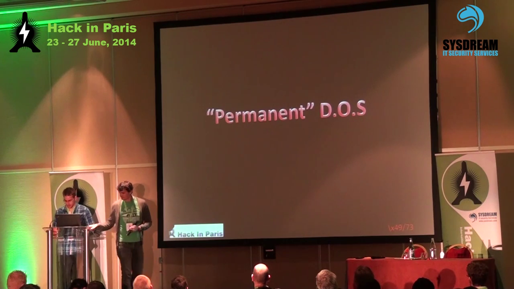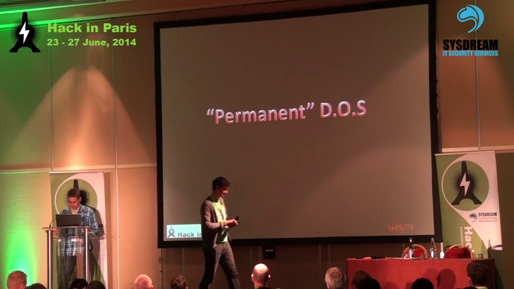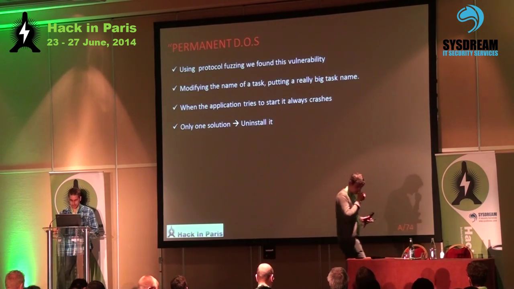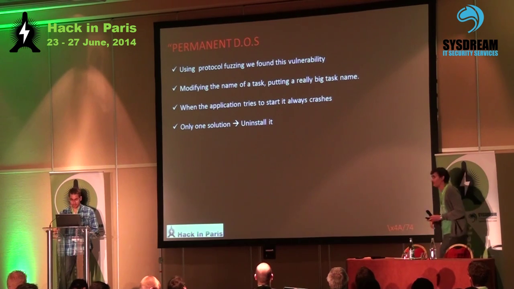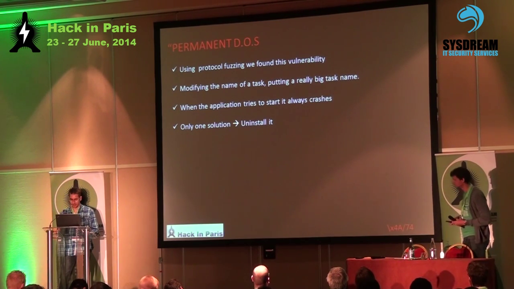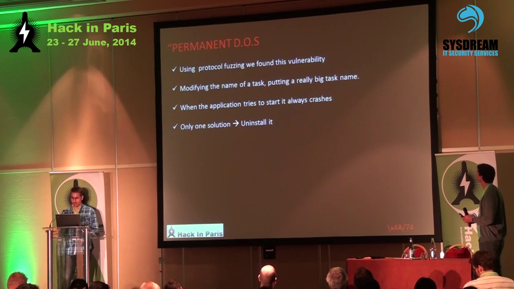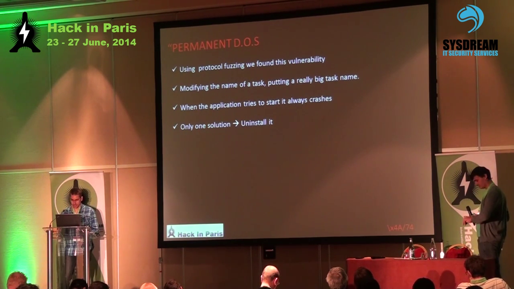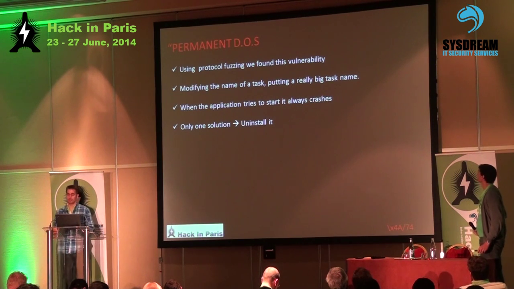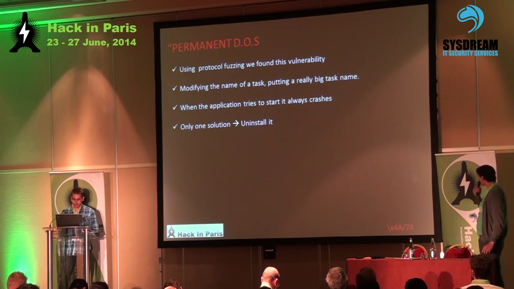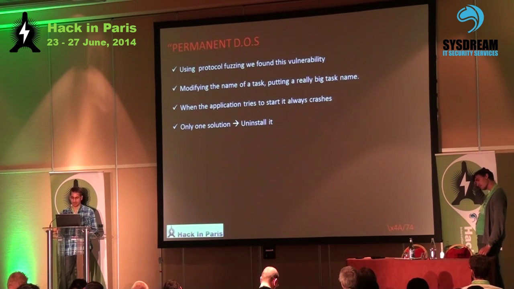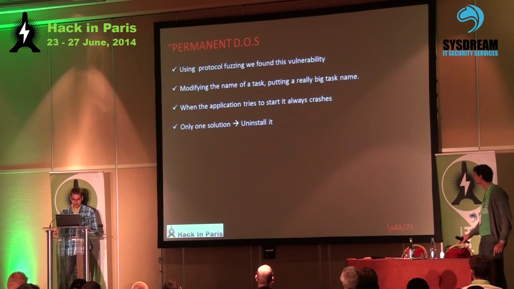Okay, the next vulnerability will be the permanent denial of service, and the last one. Using protocol fuzzing, we found this vulnerability modifying the name of a task, putting a really big task name in this case. And when the application tries to start, it always crashes. Of course, it's not an exploitable crash. But the only way to solve this issue is uninstalling the application. There is no other way, so it could be really, really annoying.